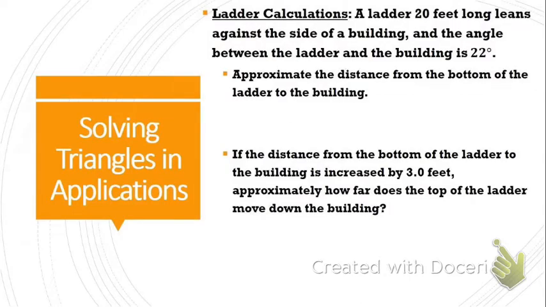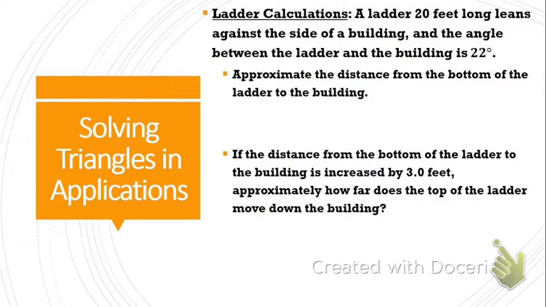This is number 2, part E, and it has 2 pieces to it. We have a ladder that's 20 feet long. It leans against the side of a building. The angle between the ladder and the building is 22 degrees. The first thing they want us to do is to approximate the distance from the bottom of the ladder to the building. I know I need to draw a picture to understand this better.